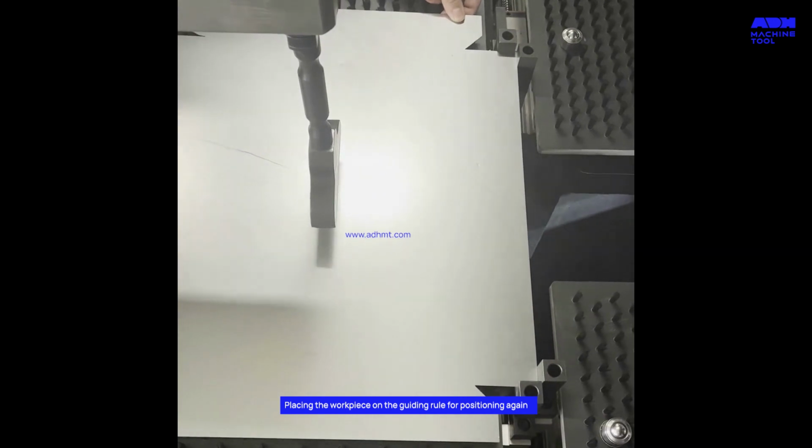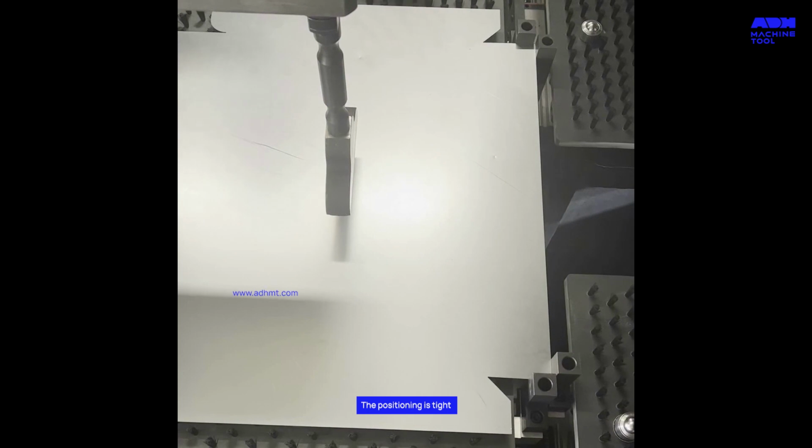Placing the workpiece on the guiding rule for positioning again. Basically no problem now. The positioning is tight. This is our workpiece positioning.